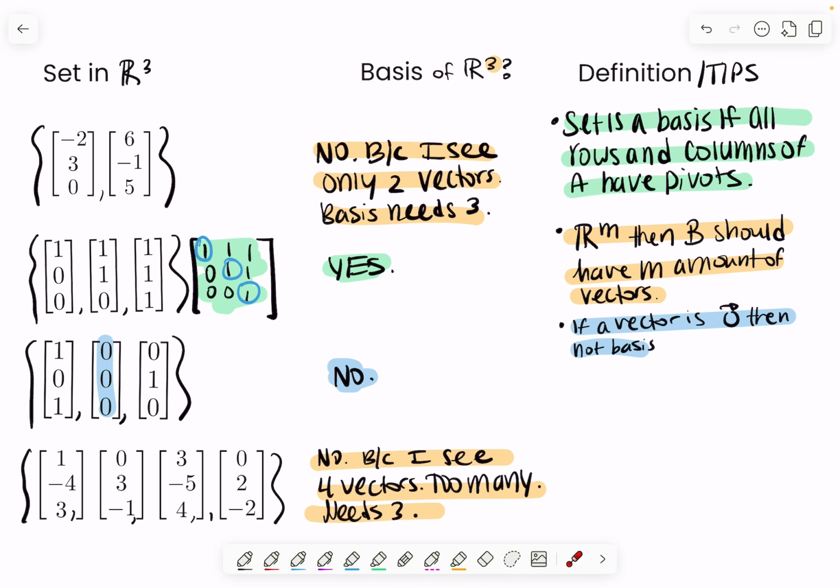Now, we answered the question of whether these sets are bases of R3, but there's another question they can ask you. If it's not a basis of R3, then how can you make it a basis of R3?